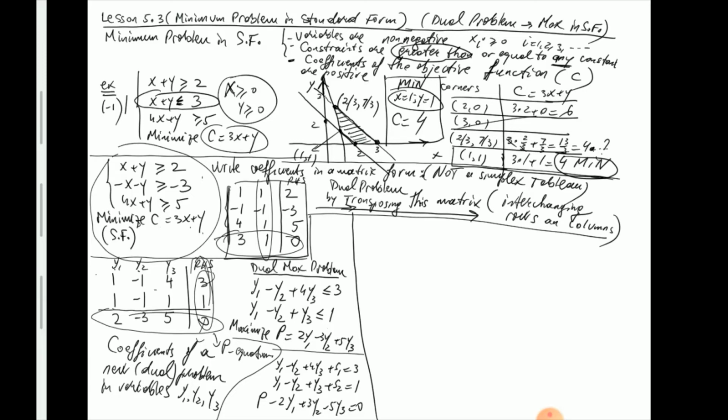I want to double check something before I move on. 2 minus 3, 5. Minus 2 plus 3 minus, okay, all good. So let's set up the simplex tableau.